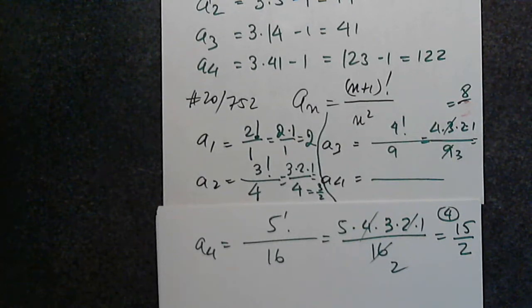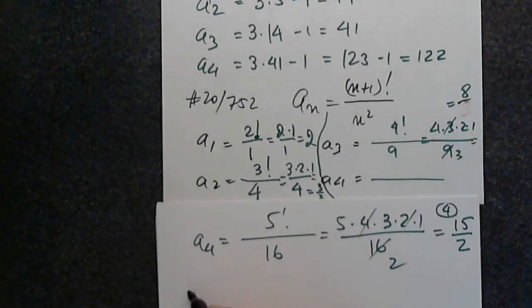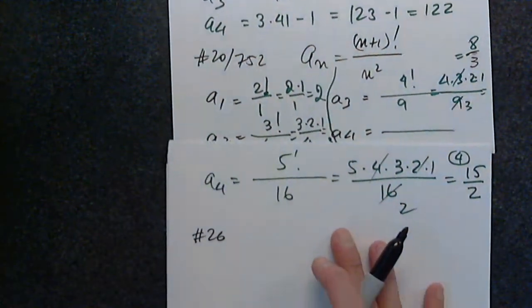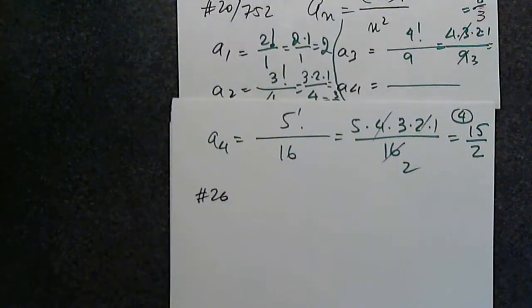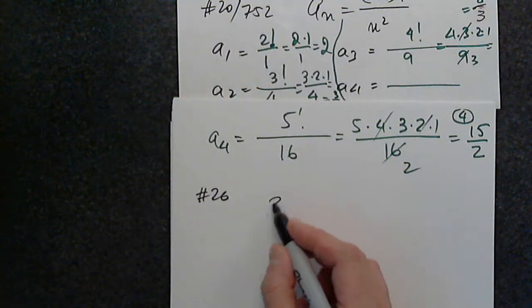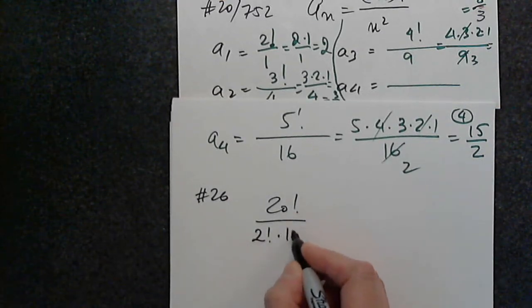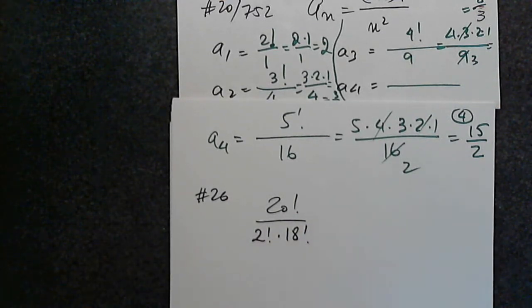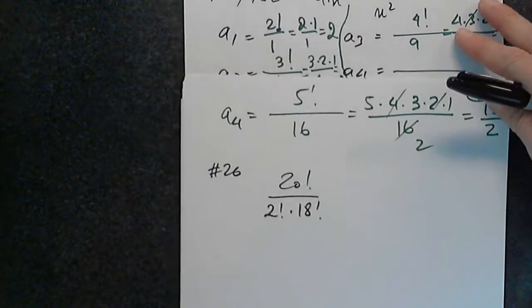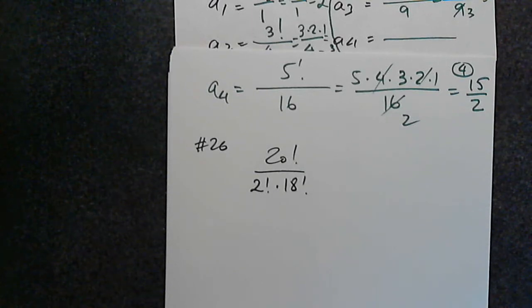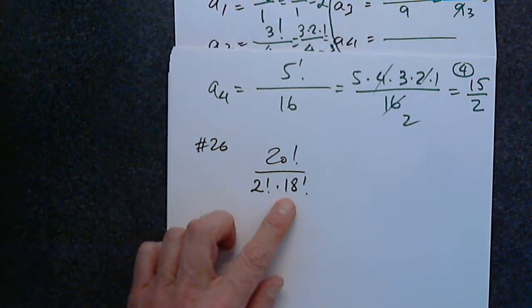Okay, let's also simplify some more factorials. Let's see problem 26. In problem 26, we're asked to simplify 20 factorial, and I want to show you how to do this with the graphing calculator as well. Here's what I would do to simplify this expression. The top is 20 factorial, the bottom is 2 factorial and 18 factorial.